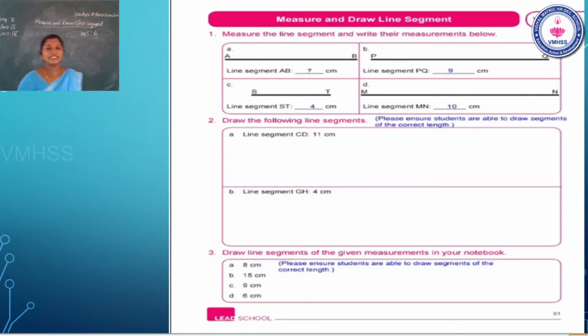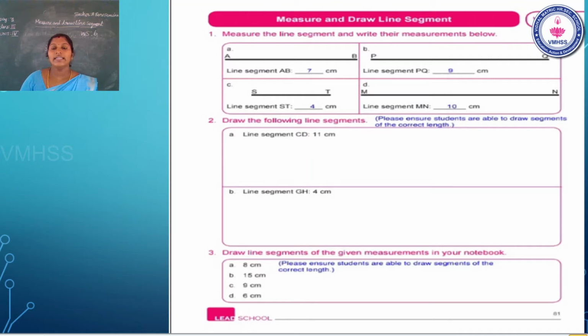Okay, do you understand this topic? So what are the main rules? Keep the 0 centimeter end of the ruler on point A. Second rule, count till you reach point B. Read the marking on the ruler at point B. Then write the measurement in centimeter.